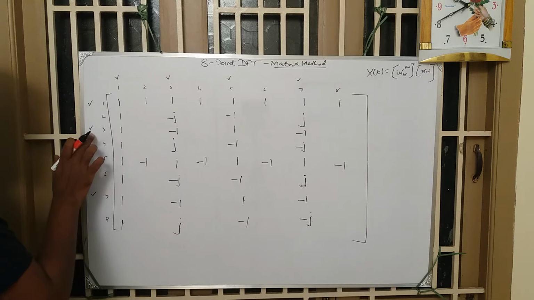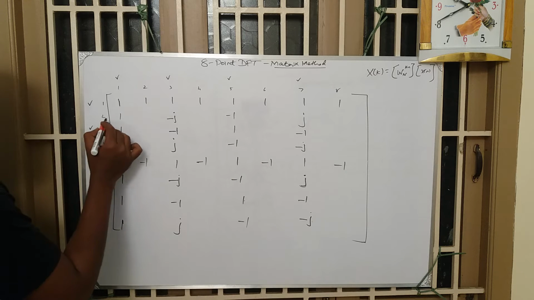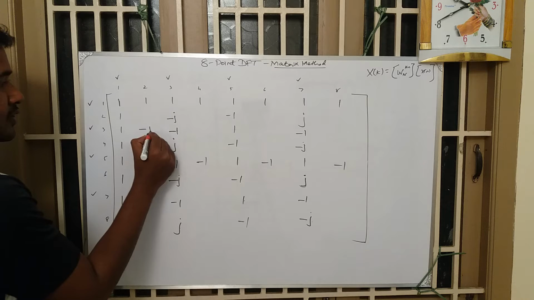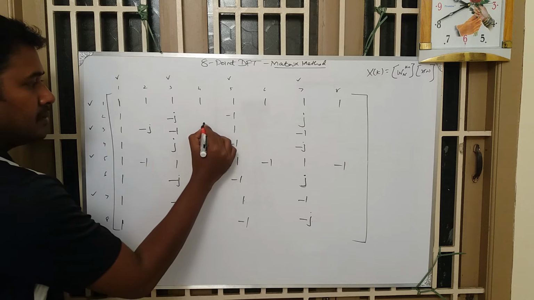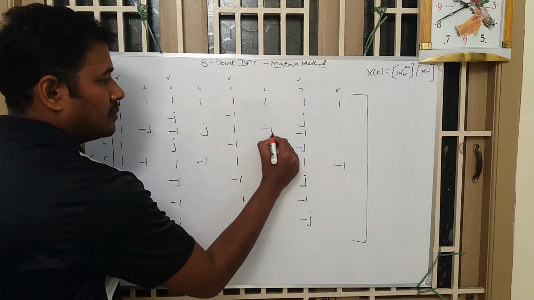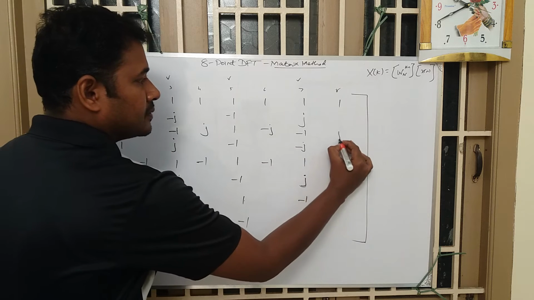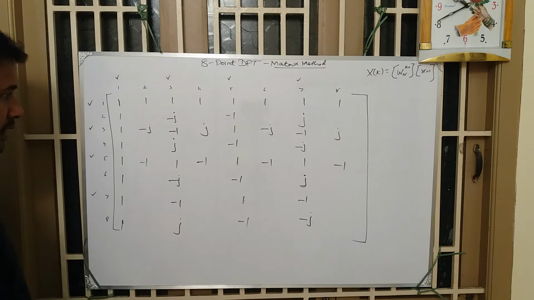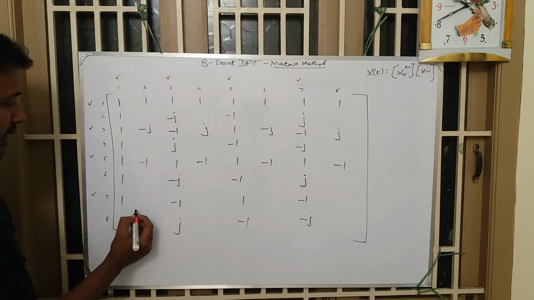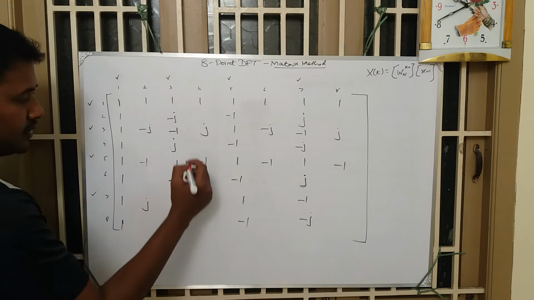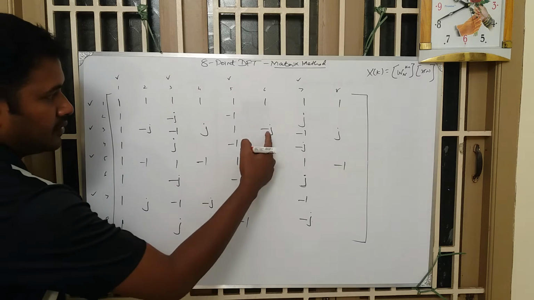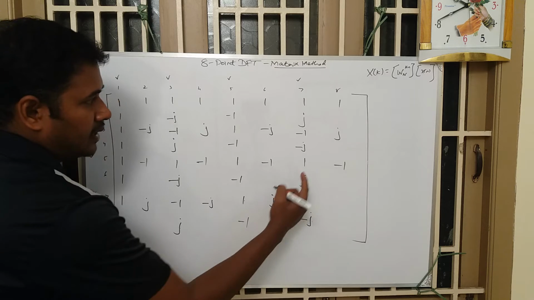Now do the same for the third row and seventh row. It is 1, minus j, minus 1, plus j, plus 1, minus j, minus 1, plus j. Now write the conjugate: for minus j it is j, for j it is minus j, for minus j it is j, for j it is minus j.